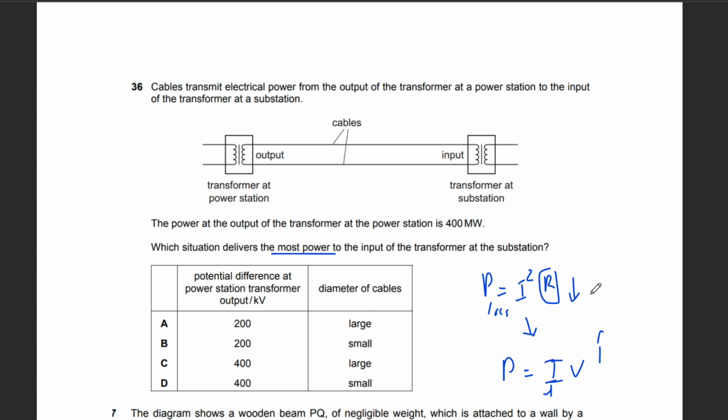And for diameter, we'll be concerned with the resistance. Resistance is equal to rho L by A. And so if you want the resistance to be smaller, area has to be greater, so diameter will be greater, which is C.